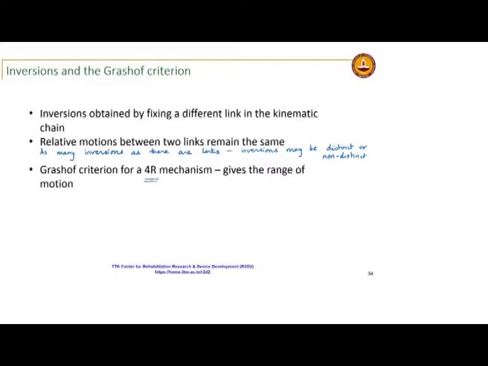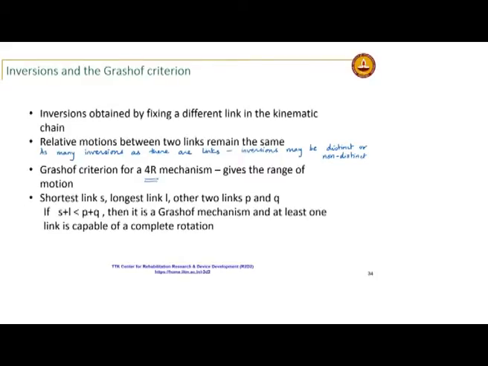So, the Grashof criterion is a geometric criterion that gives the range of motion for a 4 bar mechanism. So, if you have the 4 links and you classify them as the shortest link, longest link, and the other 2 links you call them P and Q, then if S plus L is less than P plus Q, then it is called a Grashof mechanism, or some literature refers to it as Grashof type 1. If it satisfies the Grashof criterion, it is Grashof type 1, and then at least one link. So, it tells you that at least one link is capable of a complete rotation.